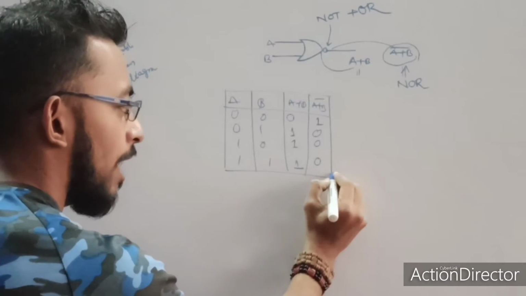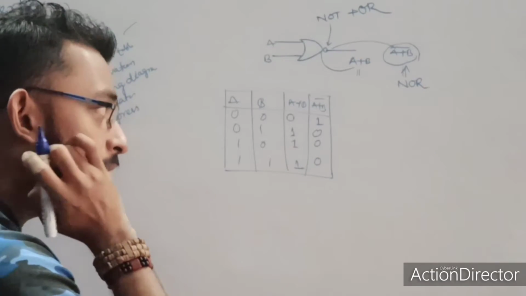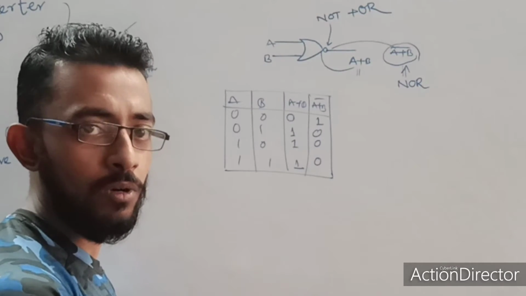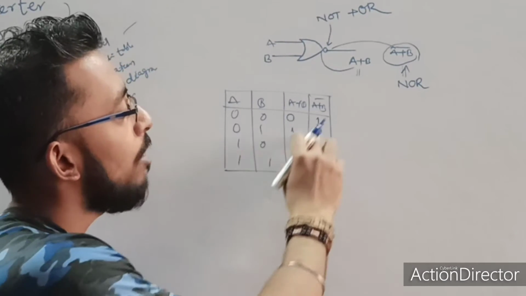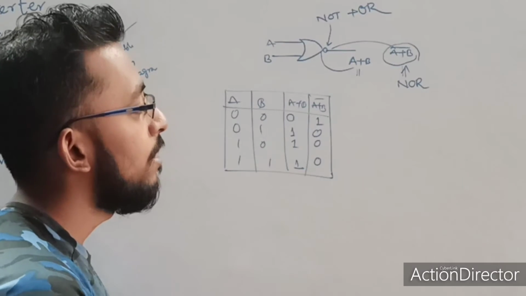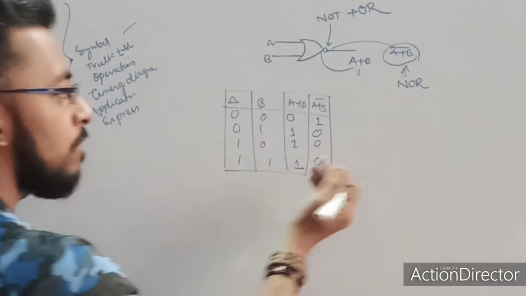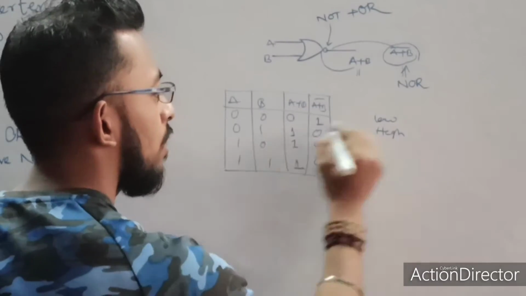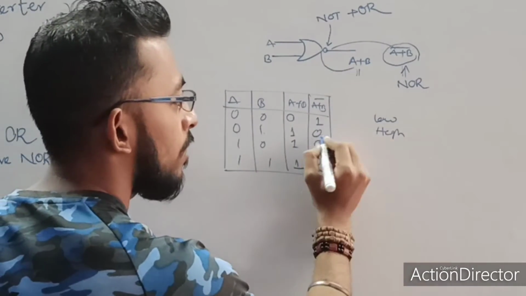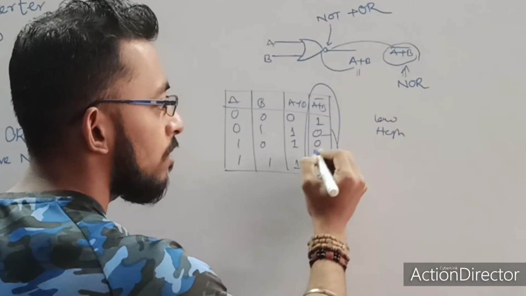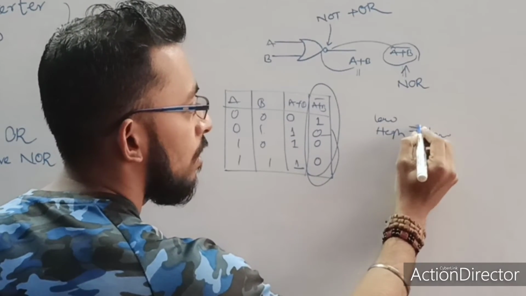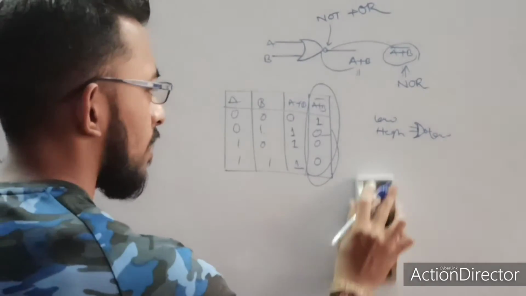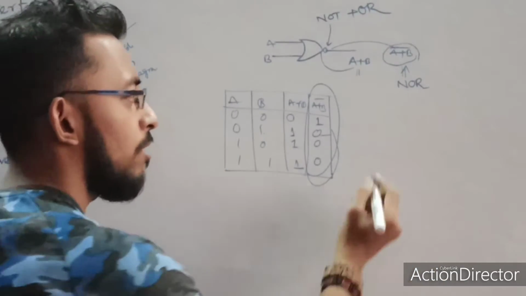It means the output of this NOR gate will become 1 when both inputs are 0 or low. When both inputs are low, then my output will become high. So this is the truth table. Based on the truth table, when one input is low and one input is high, the output will become low. So this is actually the output of this NOR gate. Similarly, by using the waveform, you can also see.